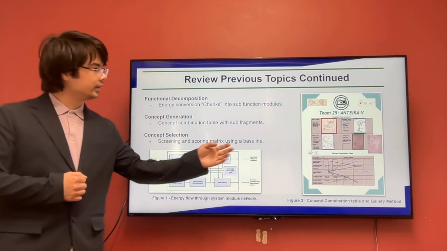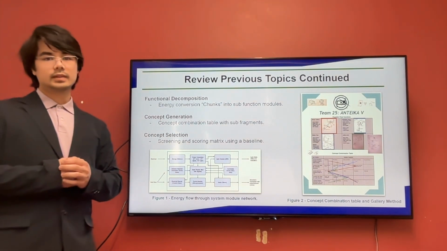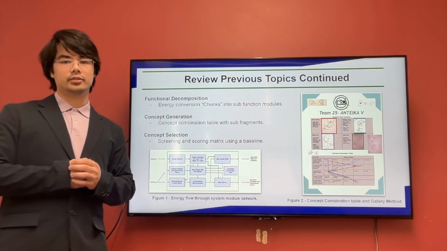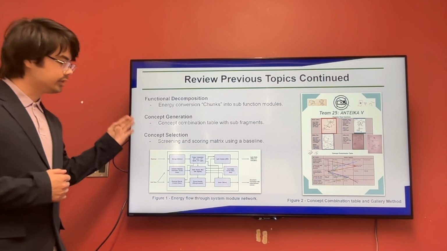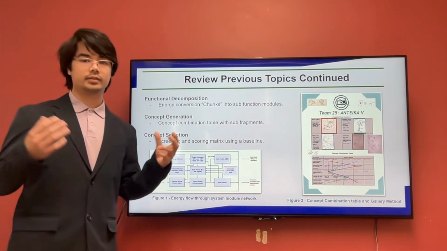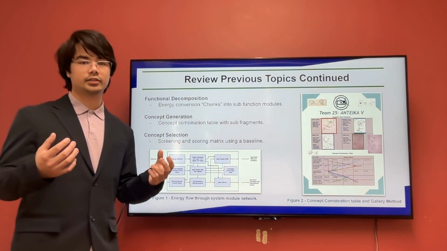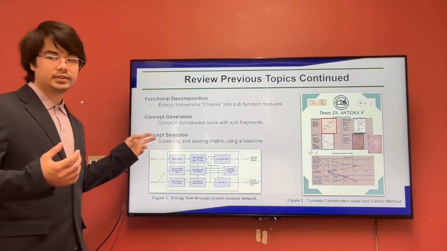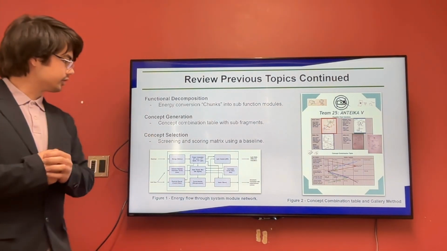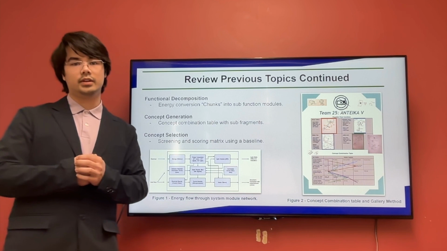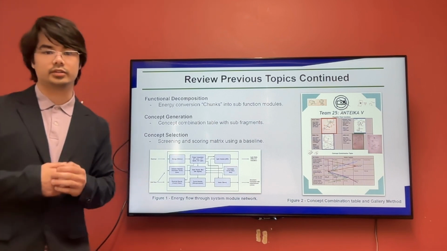After we've done the gallery method, we'll do our concept selection tables, and we'll put our projects together as a team. We came up with 8 different unique projects, and we would narrow them down using this concept selection table, where we compare each to a baseline and see which one satisfies the most customer needs.